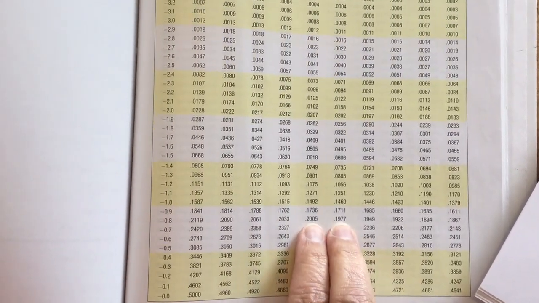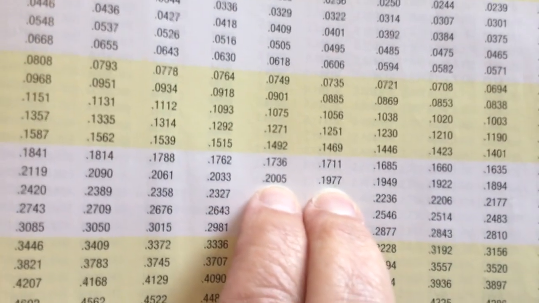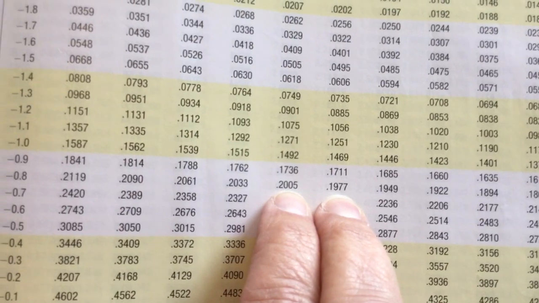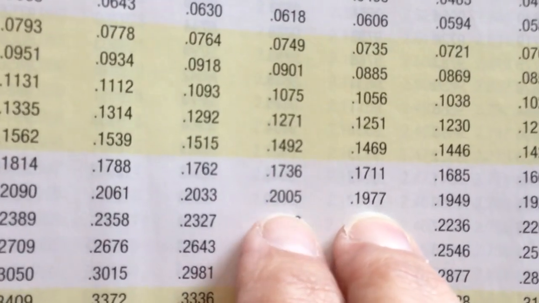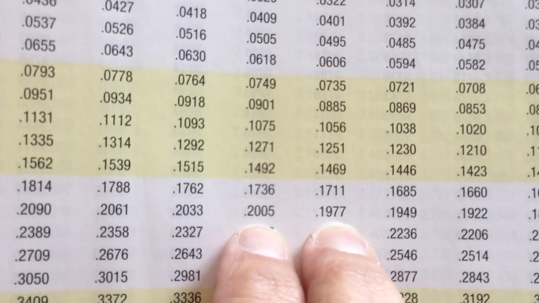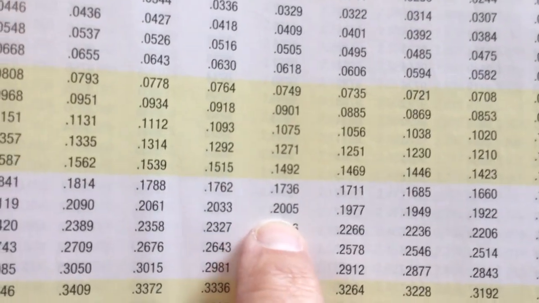Okay, I've got these two. Zoom in on them. So which one is mathematically closer? Not greater than or less than, but mathematically closer. This is only 5 units away, and this is 23 units away. So this one is actually mathematically closer. You with me? Okay, so let's see.